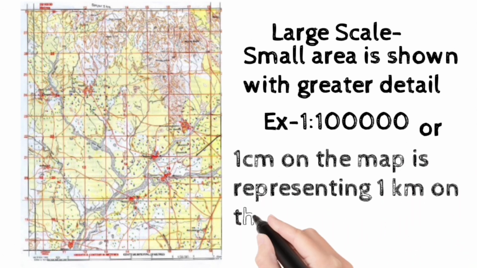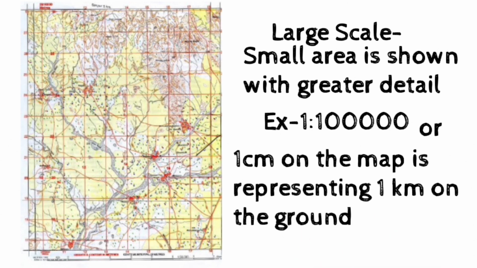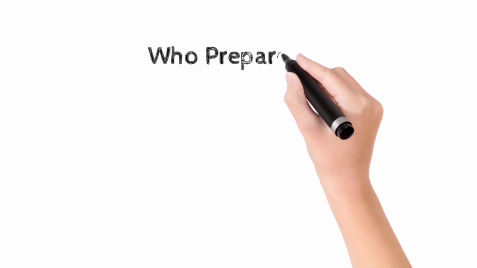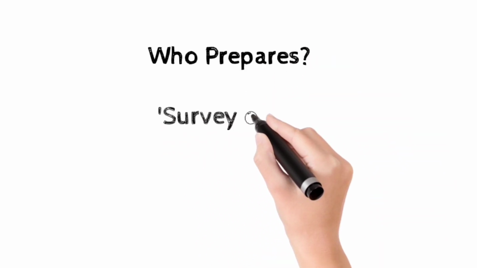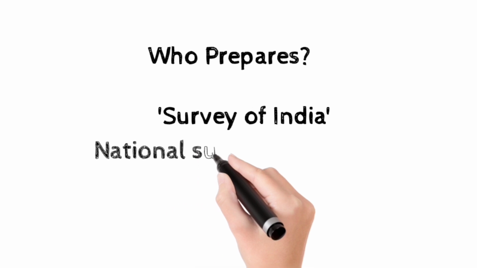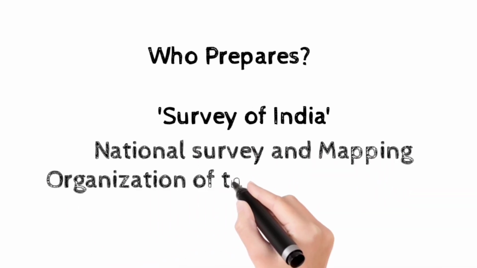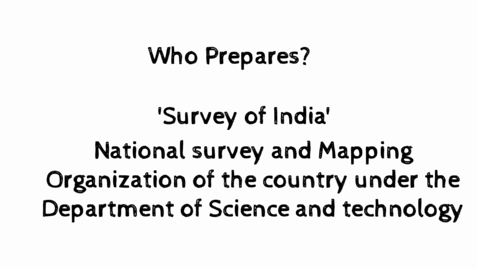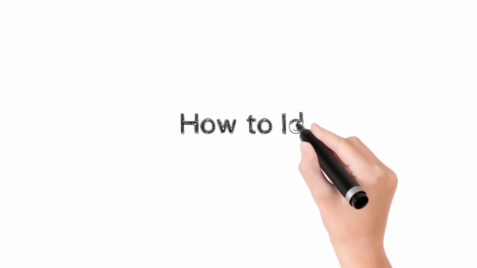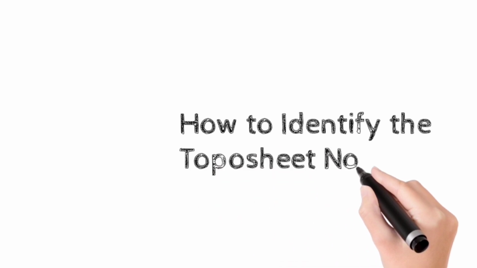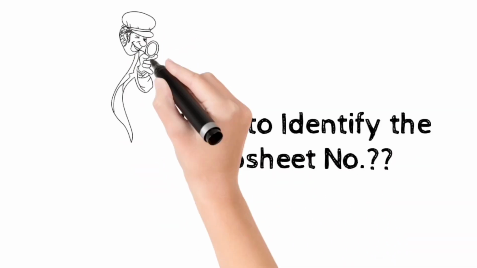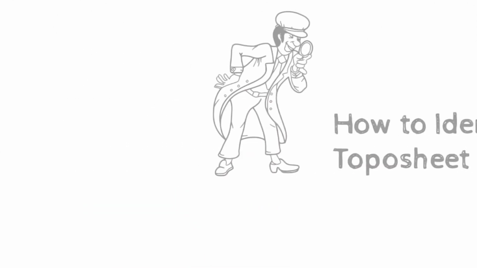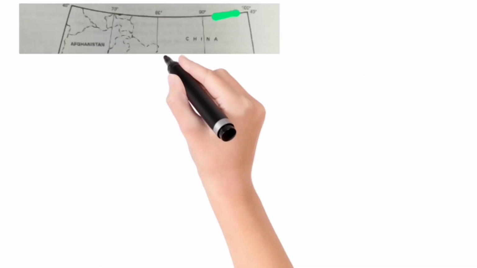Now question is, who prepares all these maps? So the answer is Survey of India. Survey of India under the Department of Science and Technology has the responsibility of map making. If you ever seen a toposheet map, you might have noticed numbers like 45D/10 or 45D/7. Each toposheet bears a number. Now let's know how do they get this number.